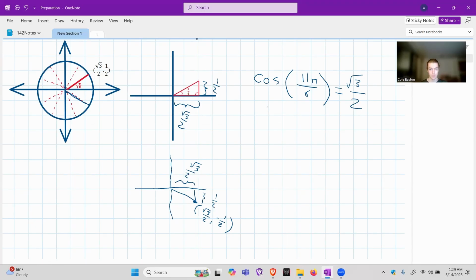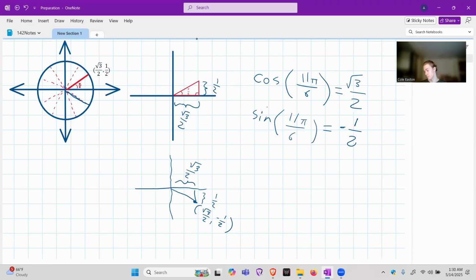And then let's go and just answer the other question that kind of immediately follows, which is what is sine of 11 pi over 6? And since we already found the angle, we already drew our triangle, we know right away that that is negative 1/2. Okay.